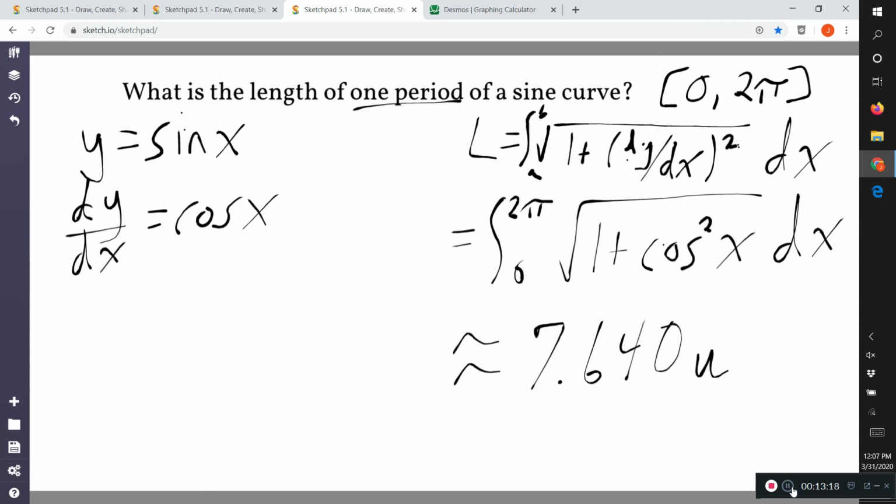I'm going to make another video later that goes over some of the more challenging examples and how to do some of these more tricky integrals by hand instead of relying on the calculator. But that'll be for next time.